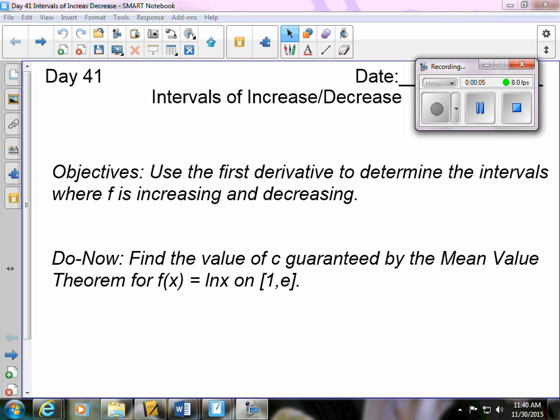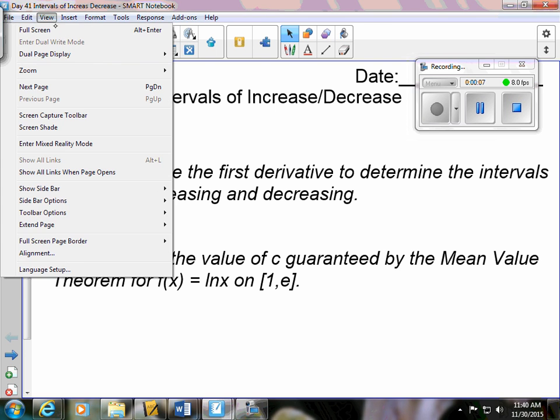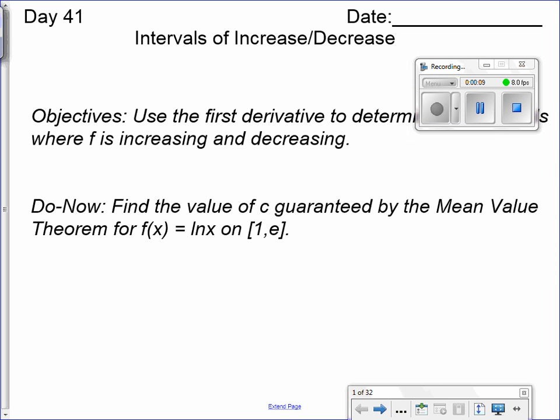All right, guys. So today we're going to talk about intervals of increase and decrease. It's going to be a pretty easy day, but before we get going on that, I want to just review the mean value theorem. What I want you guys to do for your do now is find the value of c that's guaranteed to exist by the mean value theorem for this function f of x equals ln of x on the interval from 1 to e.